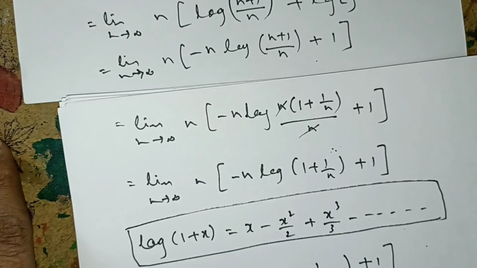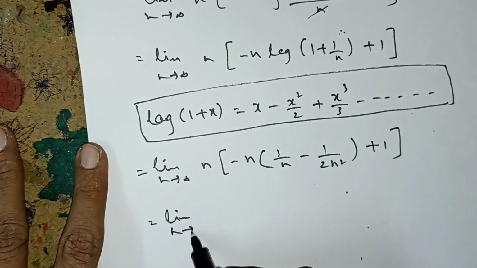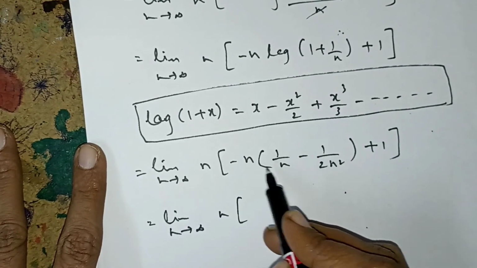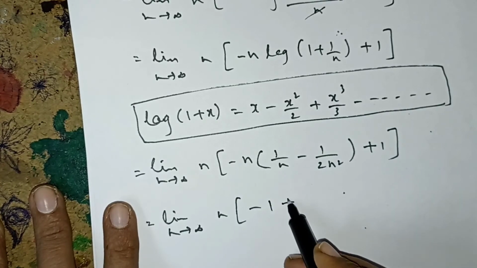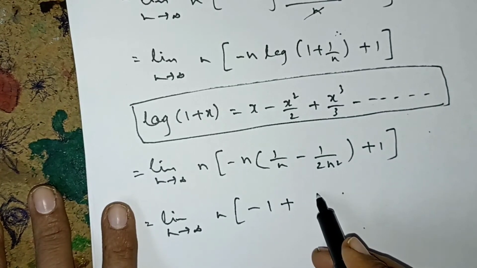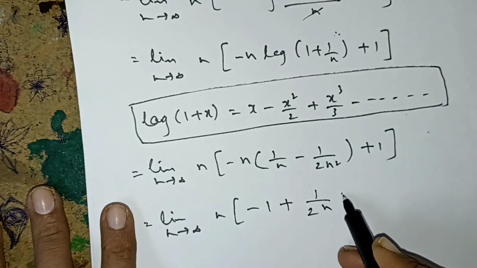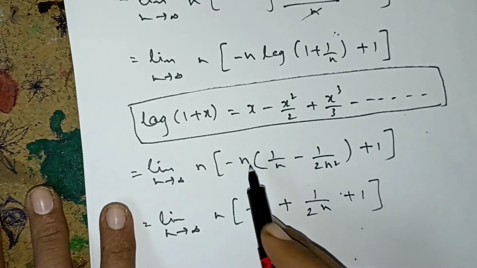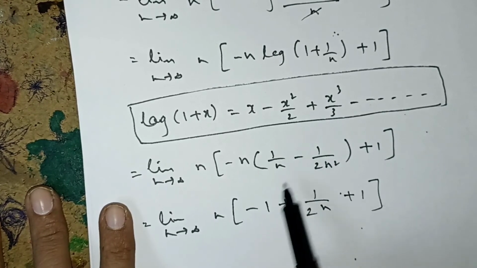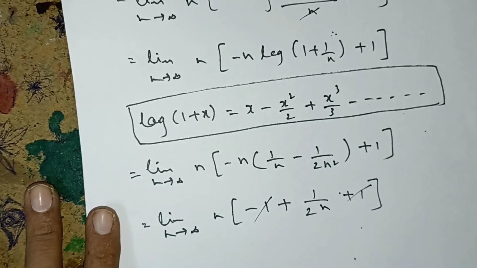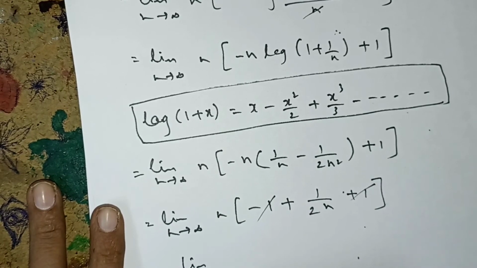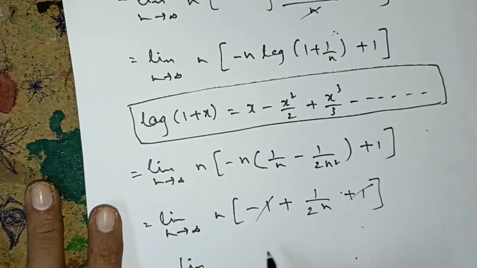Now limit n tends to infinity. Now multiply with n inside: n into 1 by n minus 1, minus into minus plus, n cancel, 1 by 2n plus 1. I am multiplying inside with n. I will get like this, plus 1 minus 1 get cancelled. Now I will multiply with the outside n. Limit n tends to infinity, n into n cancel, 1 by 2.